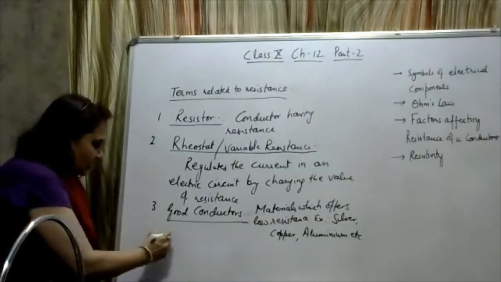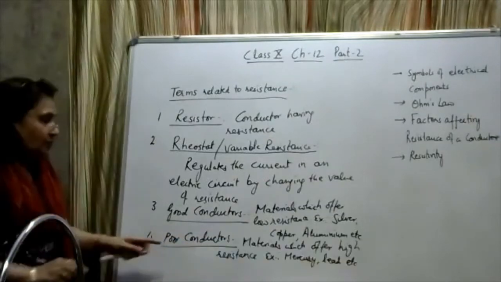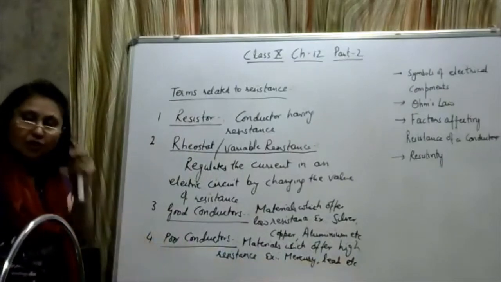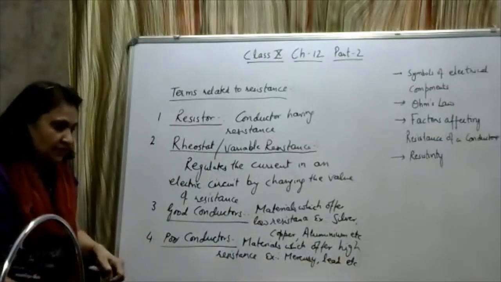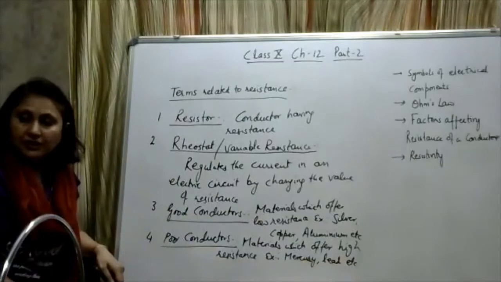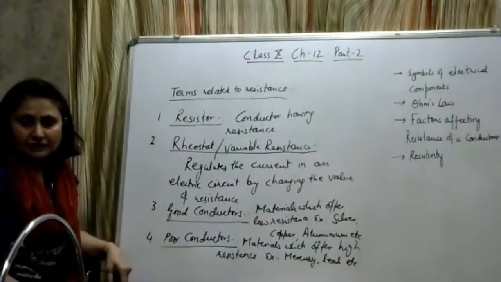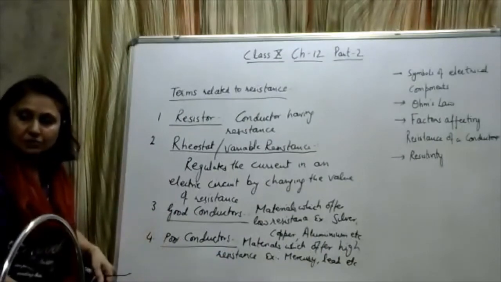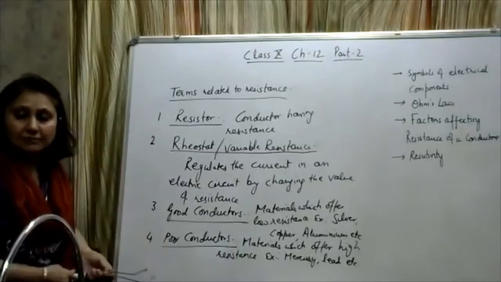Next is poor conductors. Poor conductors are those materials which offer high resistance to the flow of electric current. That is, they do not allow the electric current to pass through them easily. Examples are mercury, lead, alloys of chromium, etc. They have high resistance, so they are poor conductors of electricity. Good conductors allow the electric current to pass through easily; poor conductors do not.